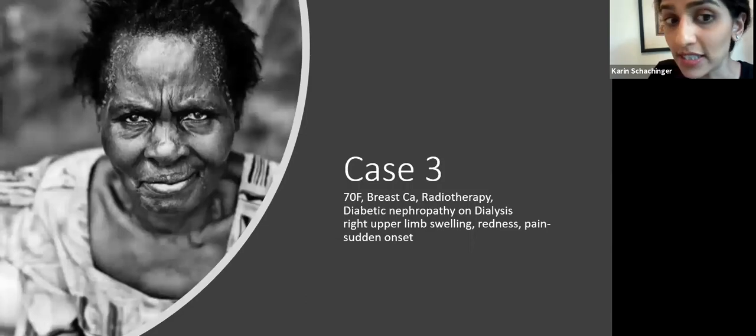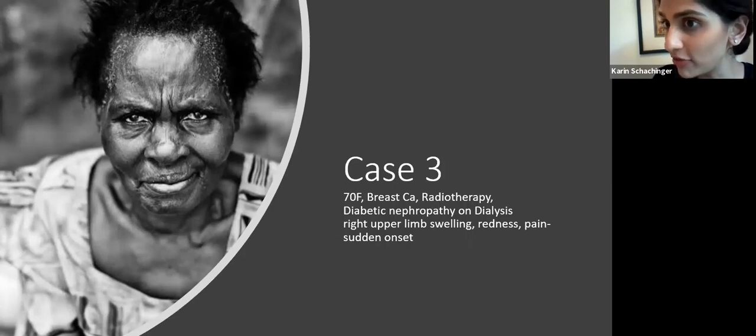Okay, so she is a 70-year-old female. She's had breast cancer. There are so many giveaways in the slide, but it's not really a great quiz, but I'm trying. So 70-year-old female, breast cancer, she's having radiotherapy for that. She's diabetic with nephropathy on dialysis. And remember, last time we learned dialysis usually means eGFR less than 15. So the kidneys are going to be pretty rotten at the moment. And she's got a right upper limb swelling, and it's red and it's hot, and it's come on suddenly in the last day. Okay.